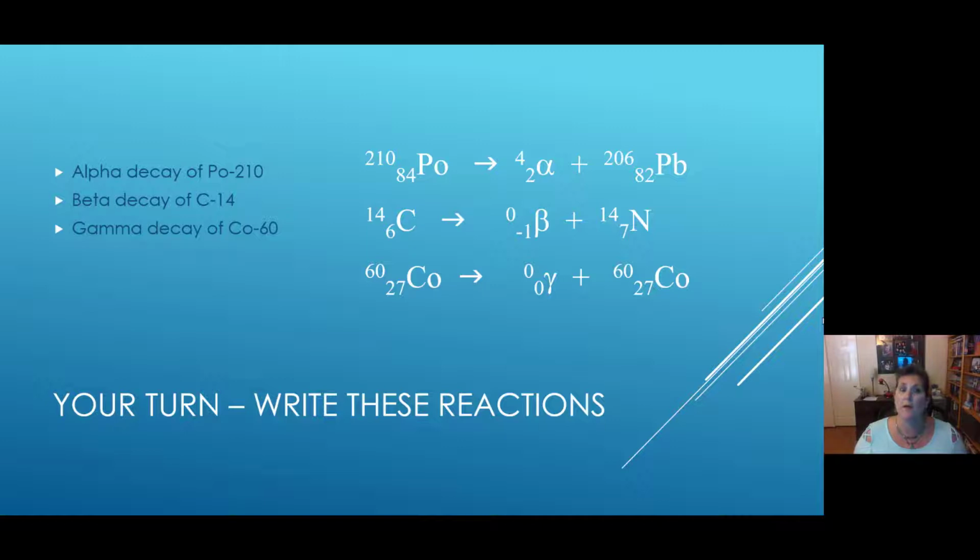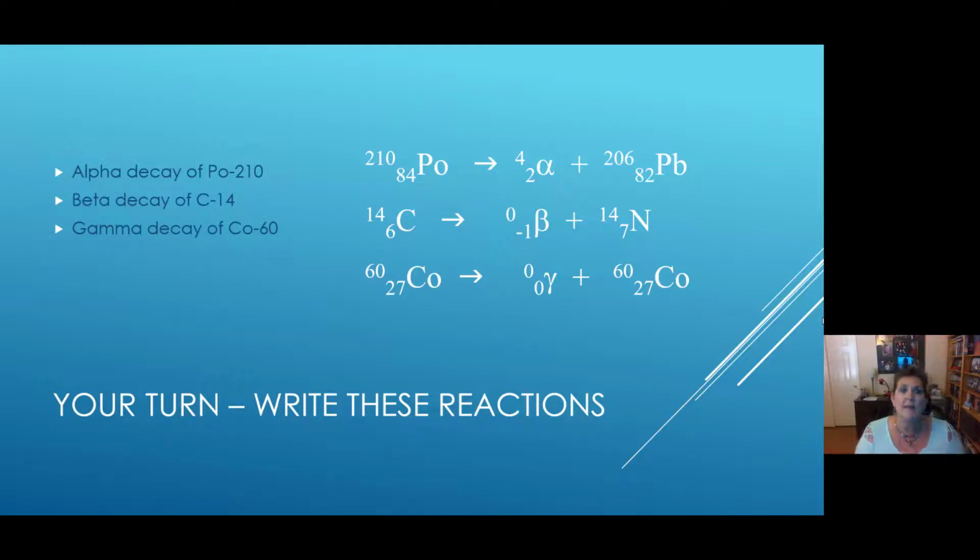Let's look at the first one, the alpha decay. We start with 210 over 84 Po, arrow, 4 over 2 alpha. Now remember the top numbers have to add up. 210 equals 4 plus 206. 206 plus 4 is 210. Bottom numbers, 84 equals 2 plus 82. 82 plus 2 is 84. All right, so that's the first one. Hopefully you got that right.